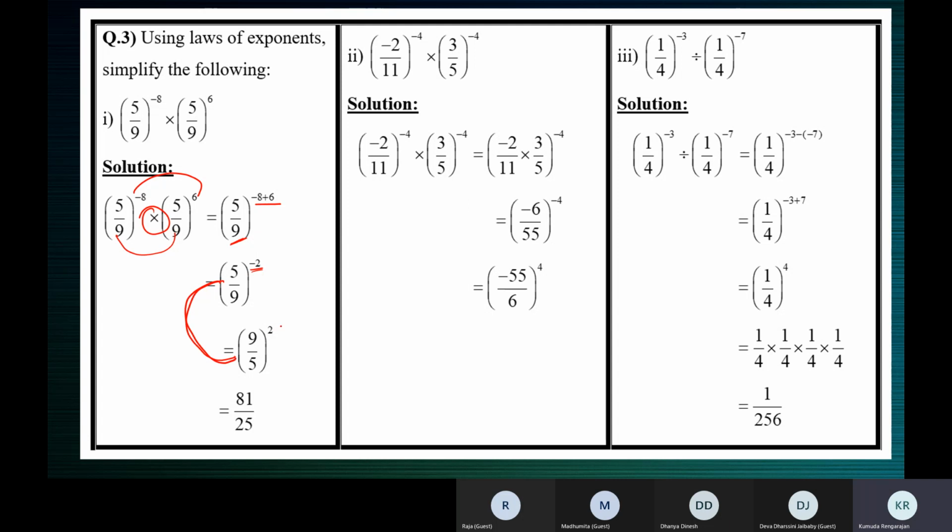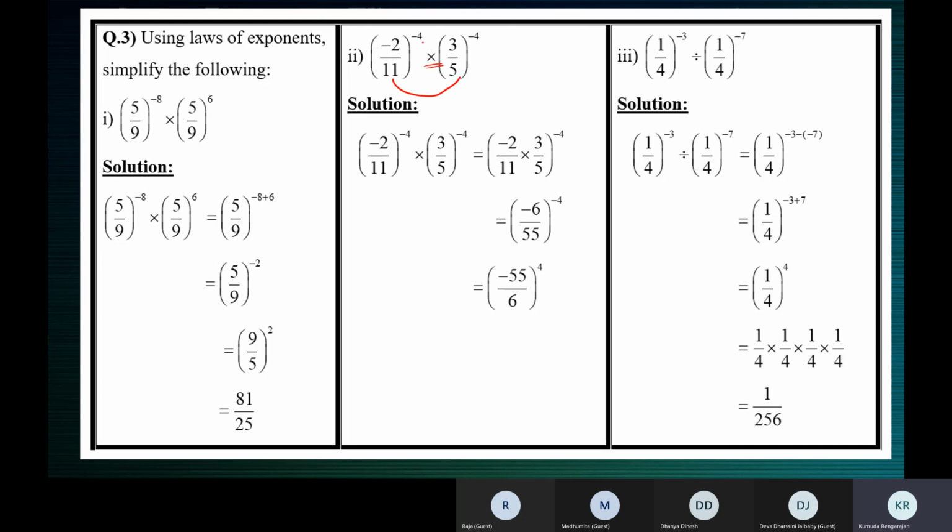Now, 9 by 5 to the power 2, meaning 9 by 5 into 9 by 5, is 81 by 25. Or you can also treat it as 9 square by 5 square, which is 81 by 25. Is it understood, children? Yes, ma'am. Very good.